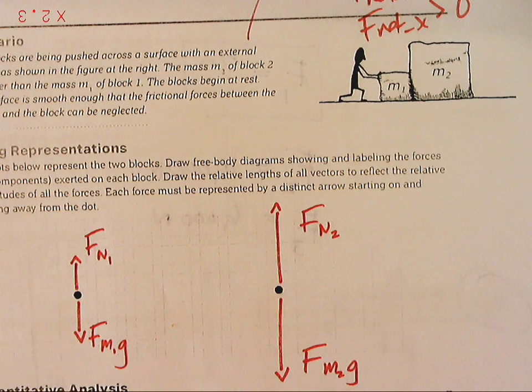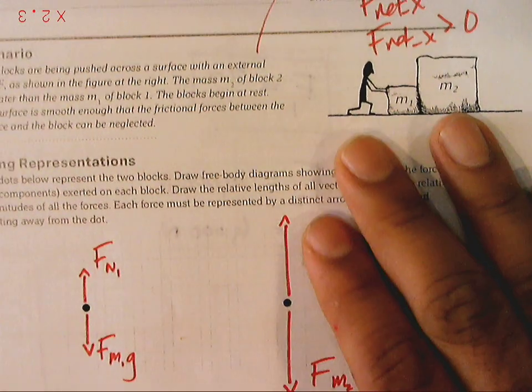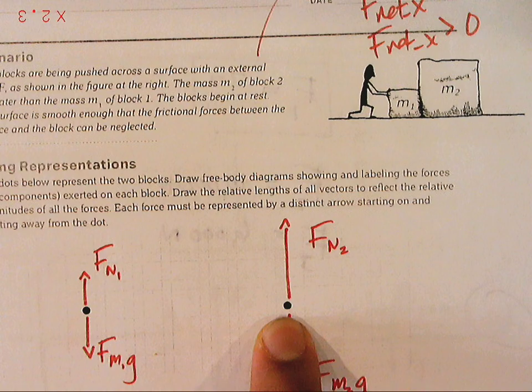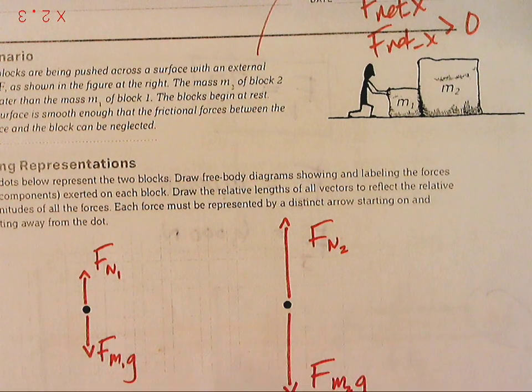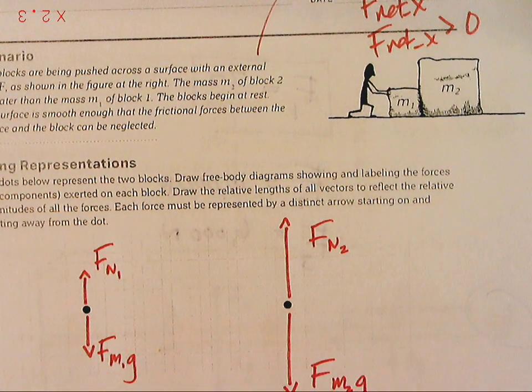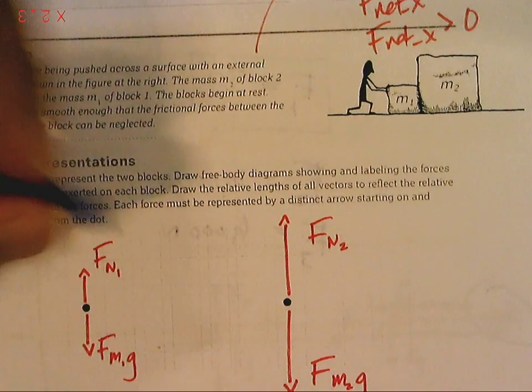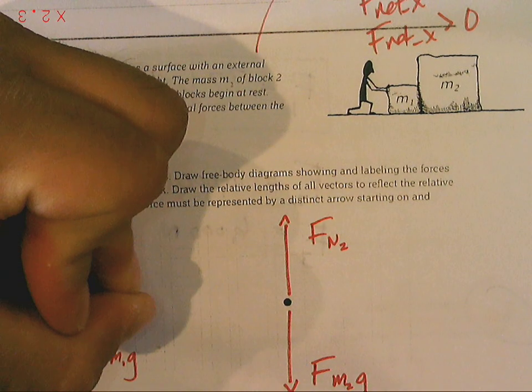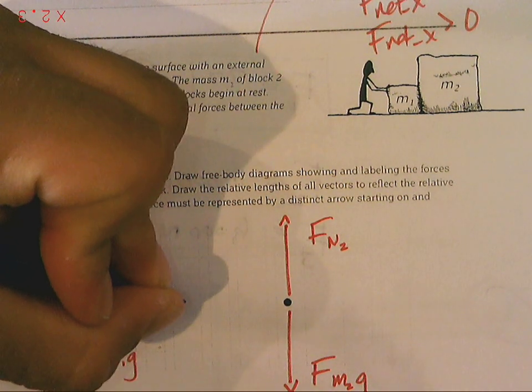Now, where is this individual pushing? Is it pushing on the first block or the second block? This individual is pushing on the second block, and so we're going to represent that with that push, the F of the push, or the force applied. And that's going to be a large force, because our system is accelerating.